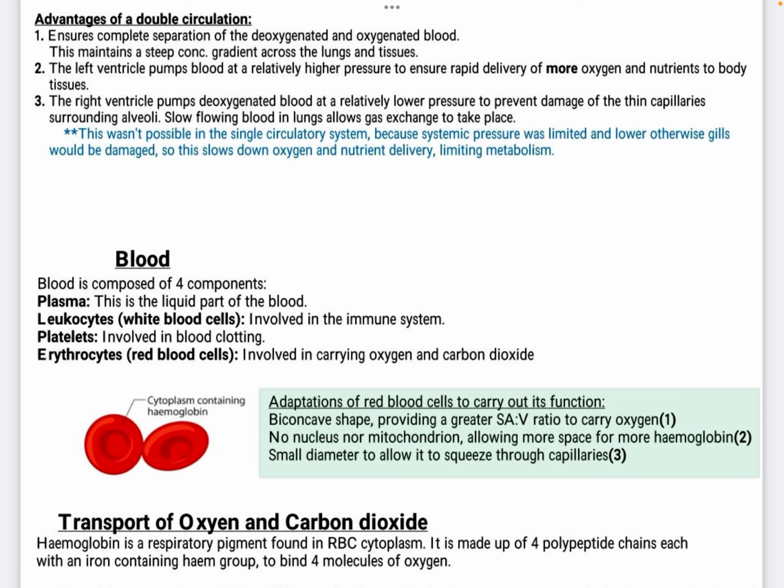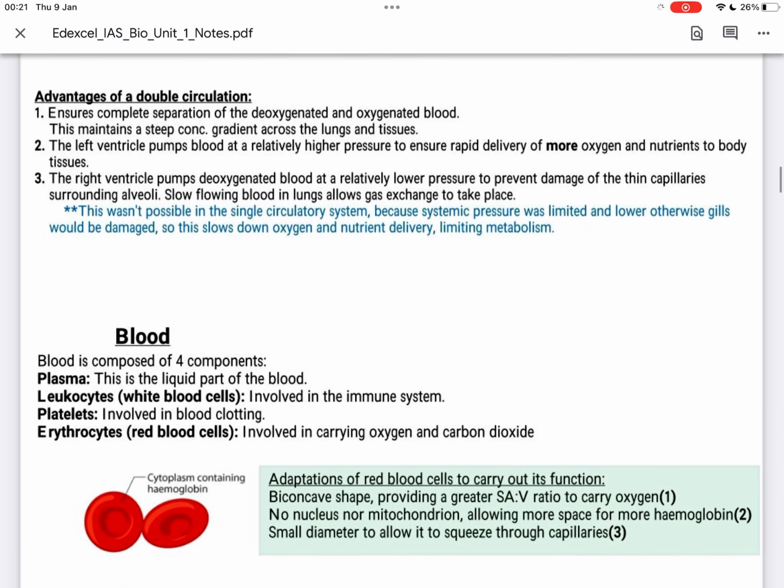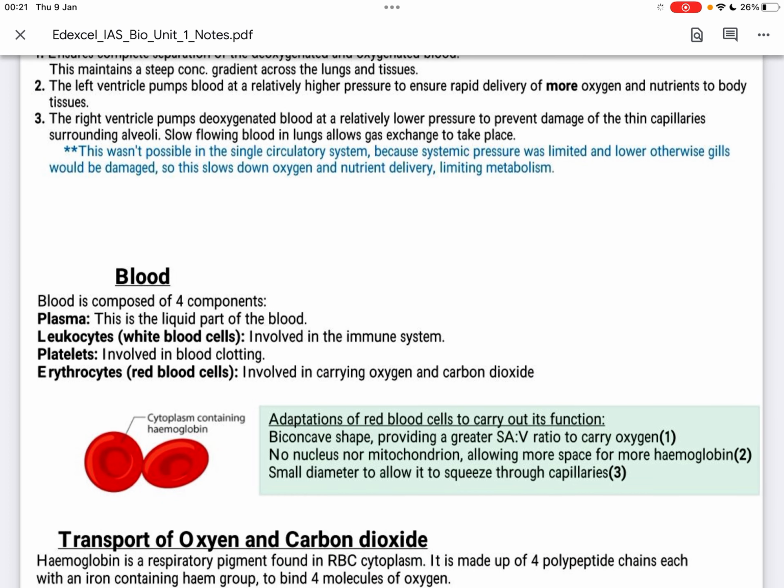The right ventricle pumps the oxygenated blood at a relatively lower pressure to prevent damage of the thin capillaries surrounding alveoli. Slow flowing blood in lungs allows gas exchange to take place. This was impossible in the single circulatory system because systemic pressure was limited and lower, otherwise gills would be damaged. So this slows down oxygen and nutrient delivery, limiting metabolism.